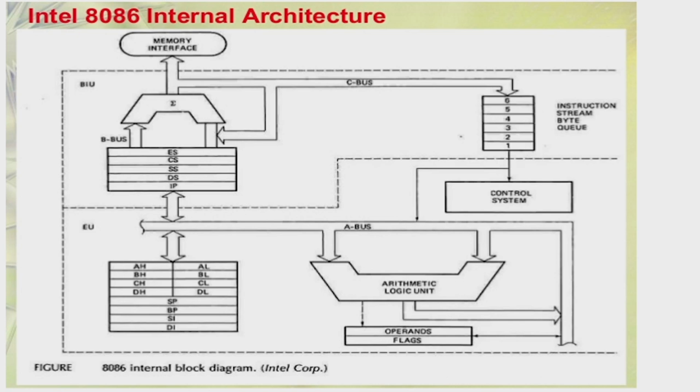Basically this entire architecture is divided into two parts. One is called the bus interface unit, BIU. This is the BIU, this above dotted one. And this one is the execute unit, EU. So what is the purpose of BIU? What is the purpose of EU? BIU will send the address to the external device.